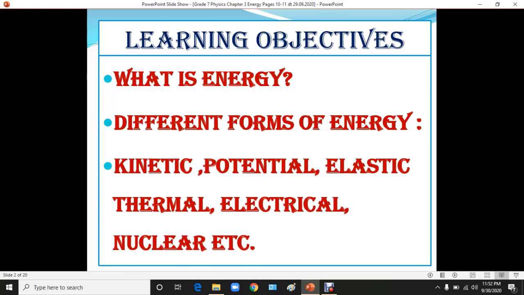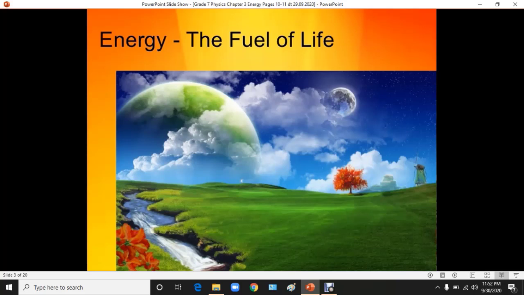First, we are going to see what energy is, and after that we will look into different forms of energy, particularly kinetic energy, potential energy, elastic energy, thermal energy, electrical energy, and nuclear energy. All these different forms of energy we are going to discuss in today's discussion. So here are the pages.